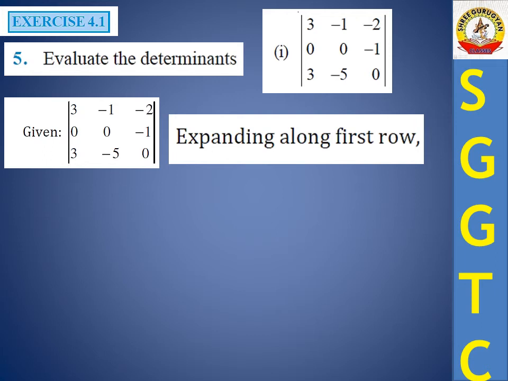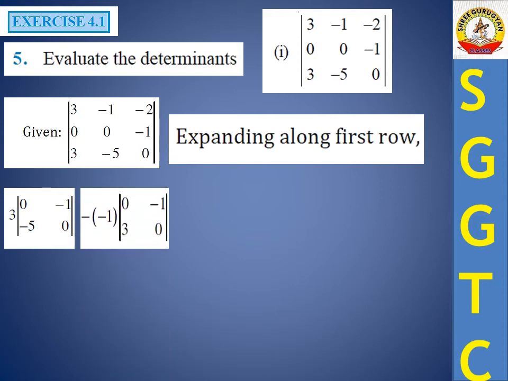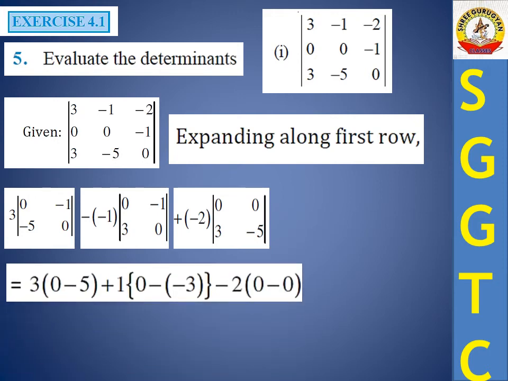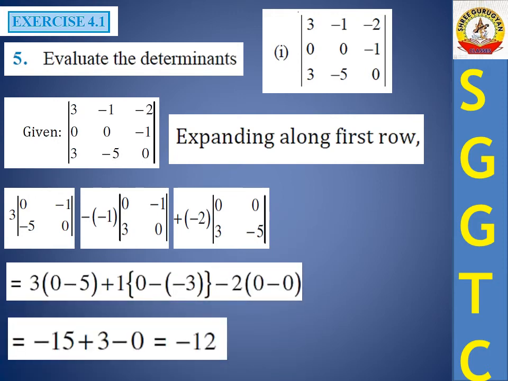So for the first row element I first utilize number 3, and that minus value for the opposite numbers 0 minus 5 minus 1 0, same as minus of minus 1, remaining data 0 minus 1 3 0, and last minus 2 with the remaining data 0 0 3 minus 5. Further calculate by the rule of principal diagonals minus secondary diagonals, you get the answer minus 12. Yes students, this sum is also only for 1 mark.